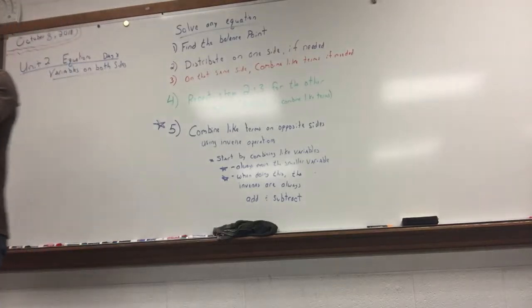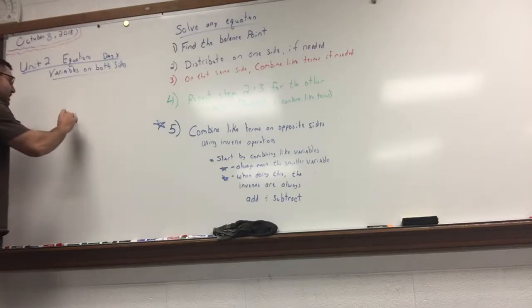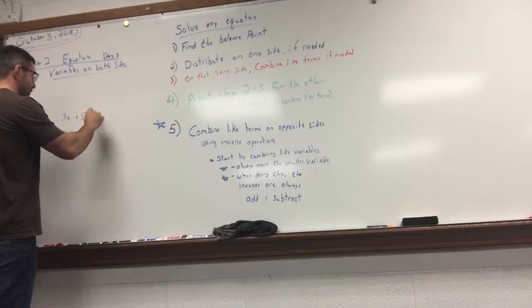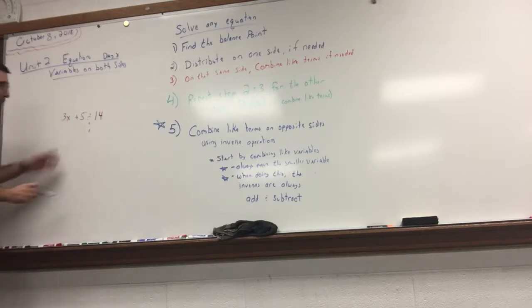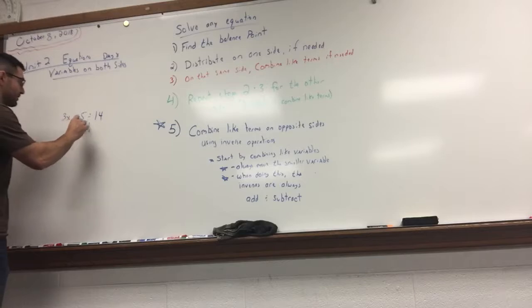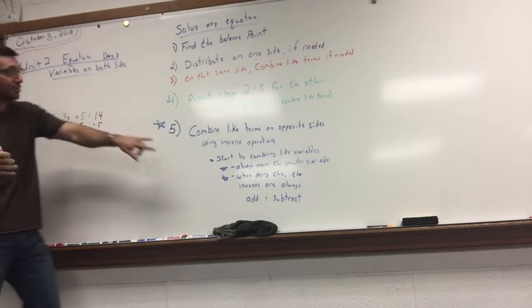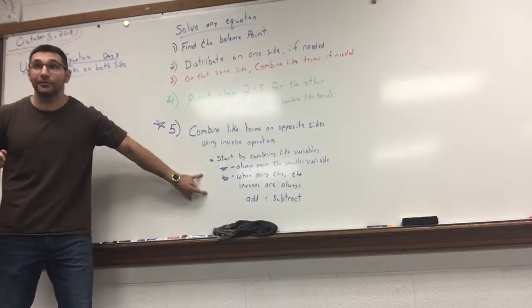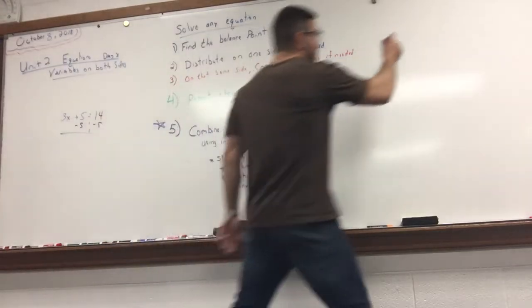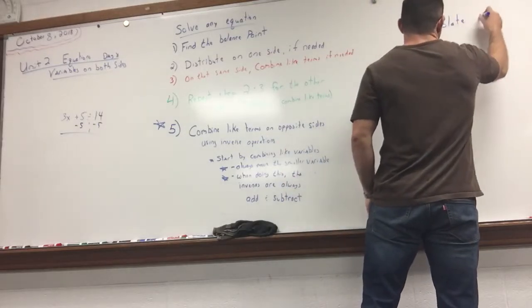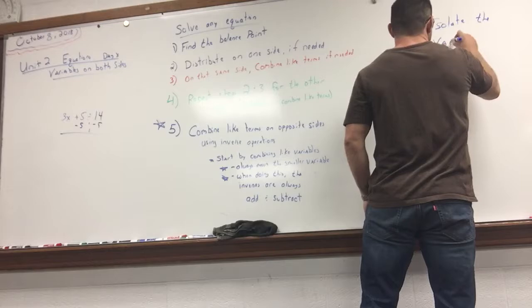So, we're going to combine the variables, but does that mean we don't combine the other terms? Because we've been doing that already. So, what do I mean by that? You don't have to copy this down, but if I have 3x plus 5 equals 14, combining like terms on opposite sides, I would combine this 5 with the 14 by doing the inverse, right? So we still have to do that. These are just specific steps on what to do with the variables. The last step is still the same. Step 6 is still the same: isolate the variable.